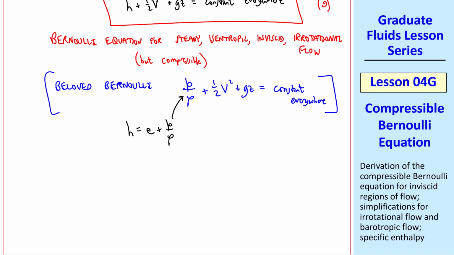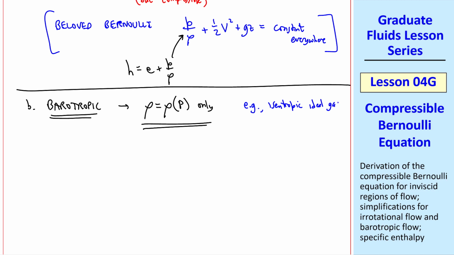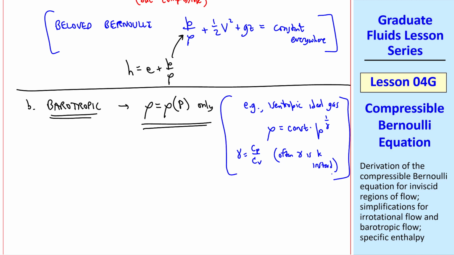Our second simplification will be a special kind of compressible flow, namely barotropic, which means that rho is a function of pressure only. For example, an isentropic ideal gas has density equal to a constant times P to the 1 over gamma, where gamma is the ratio of specific heats, Cp over Cv, where often gamma is K instead, for example in our undergraduate textbook.